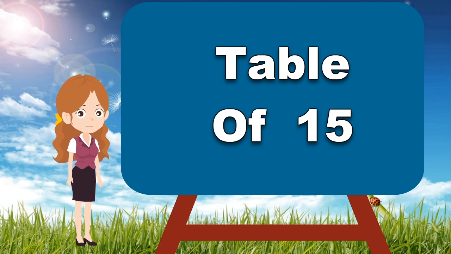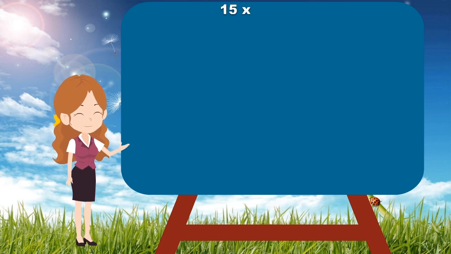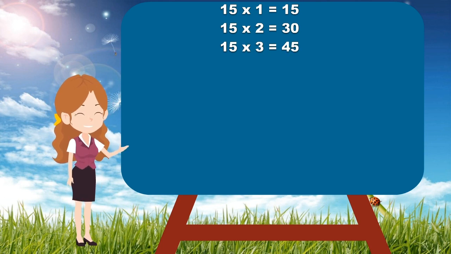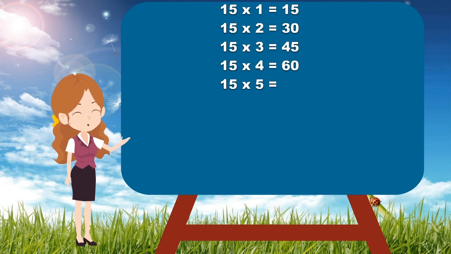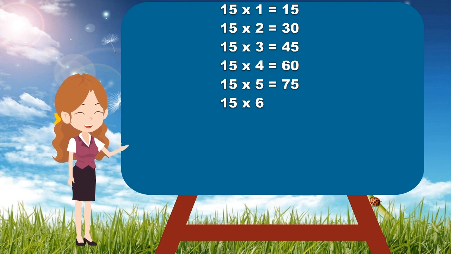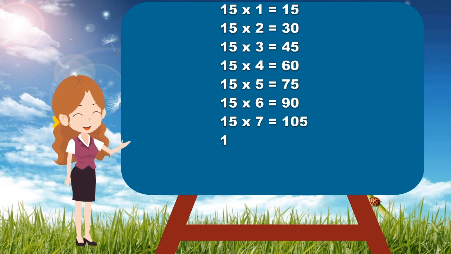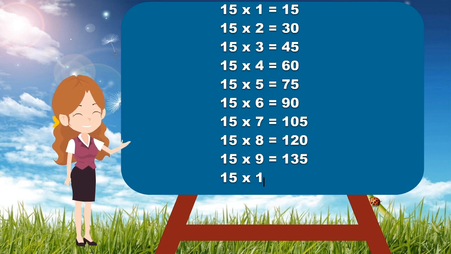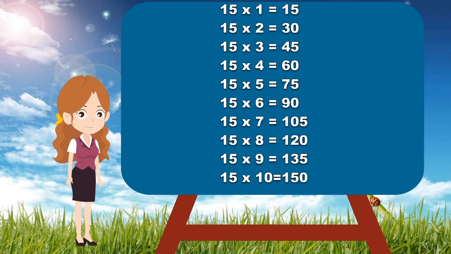Let's start. 15 ones are 15, 15 twos are 30, 15 threes are 45, 15 fours are 60, 15 fives are 75, 15 sixes are 90, 15 sevens are 105, 15 eights are 120, 15 nines are 135, 15 tens are 150. Now children, repeat this table with me.